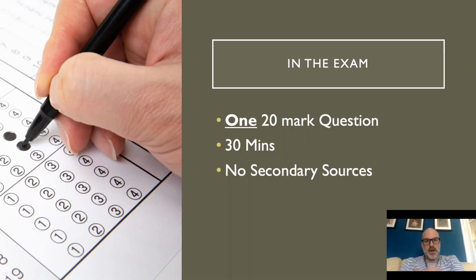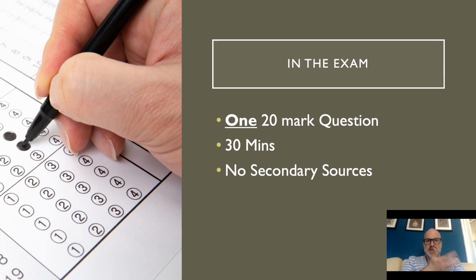Now, in the Politics of the Late Republic exam, you won't be too familiar with it yet, so don't panic, but just a reminder that you'll be doing one 20-mark question. It will be 30 minutes long, and it doesn't require secondary sources. So it's a little bit different to World of the Hero, where you have 26, 27 minutes, however you want to calculate it, but it's exactly the same as Invention of the Barbarian. You've got one 20-marker, and you've got 30 minutes to do it with no secondary sources.